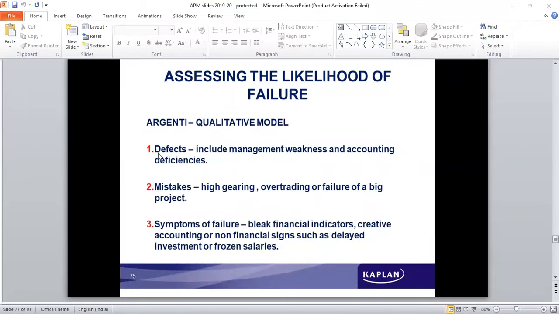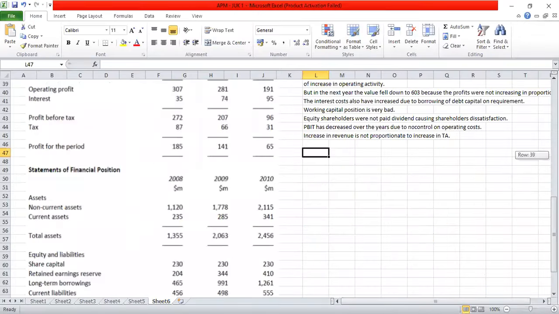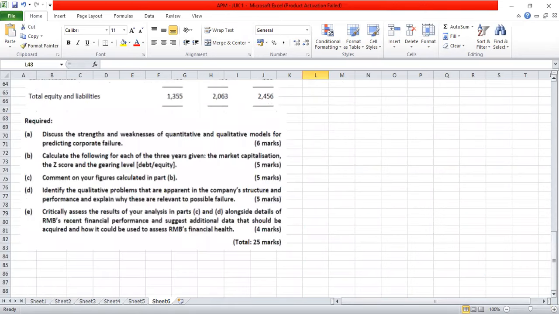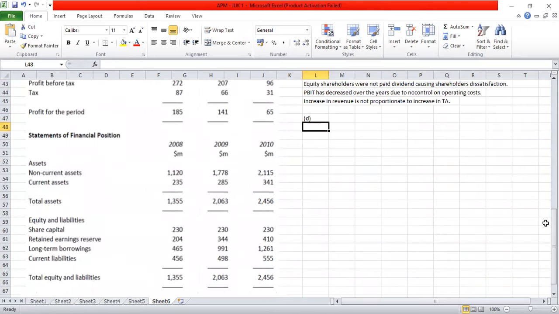If we talk about defects, what are the defects? Include management weaknesses and accounting deficiencies. So let's first comment about the qualitative problems. Qualitative problems. And the first thing is defects, that is management weakness. Second, accounting deficiencies.